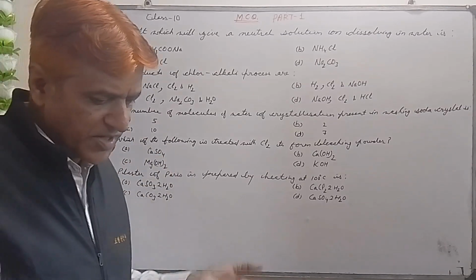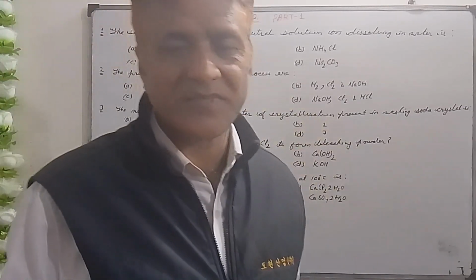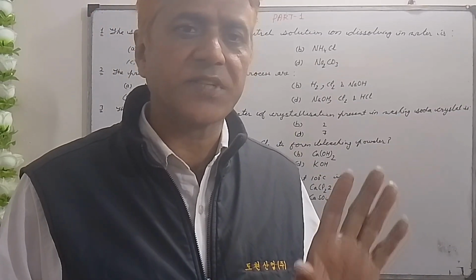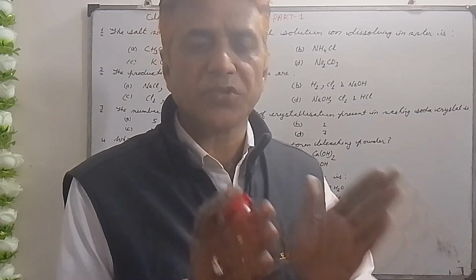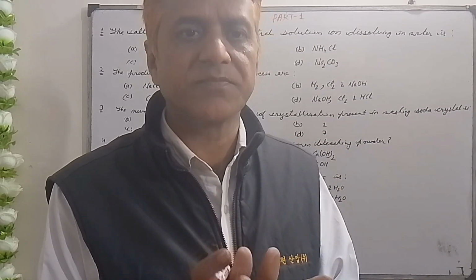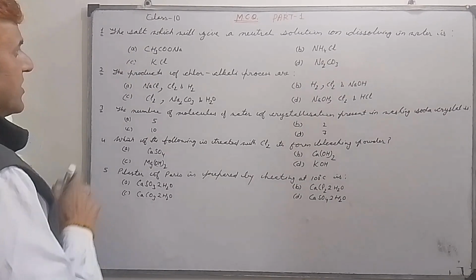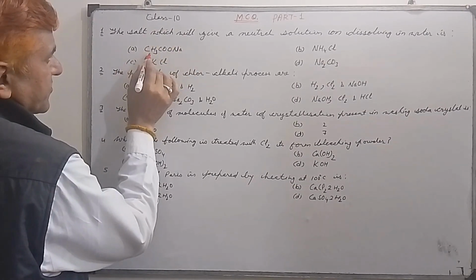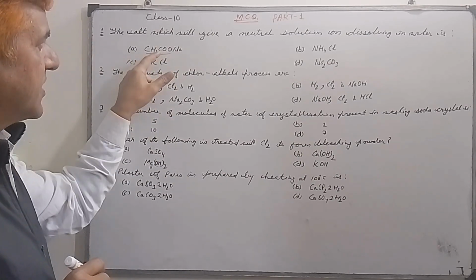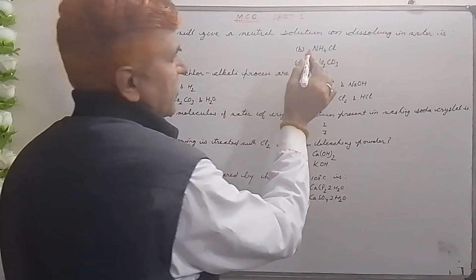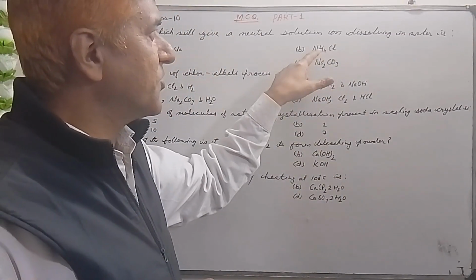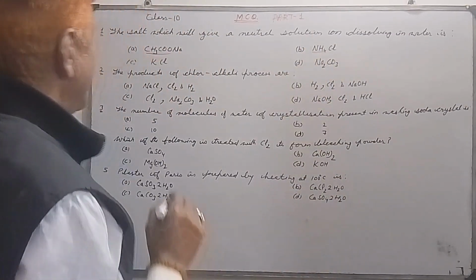So my dear students, let me tell you before we solve this question that salts are of three types: acidic salts, basic salts and neutral salts. A neutral salt is one which is made up of a strong acid and a strong base. This salt is made up of a weak acid, that is acetic acid, so this is not neutral. This is made up of a weak base, that is ammonium hydroxide, so this is also not neutral.